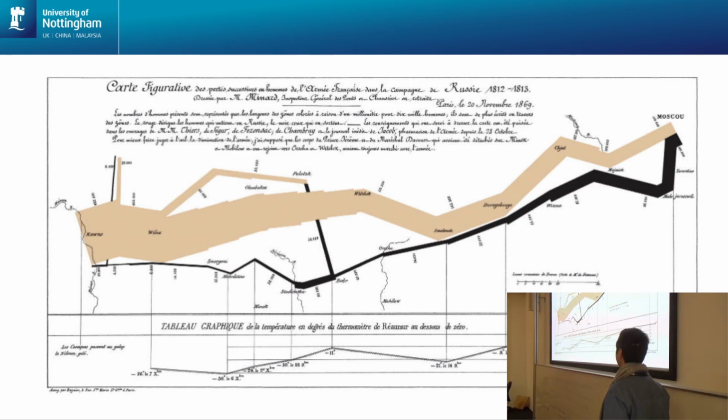Another reason is it's multivariate. So you can see multiple aspects and dimensions and characteristics occurring at the same time. It's called Napoleon's March to Moscow, Napoleon's Army. So it starts out in France. The width of this arc reflects the number of soldiers in the French army.